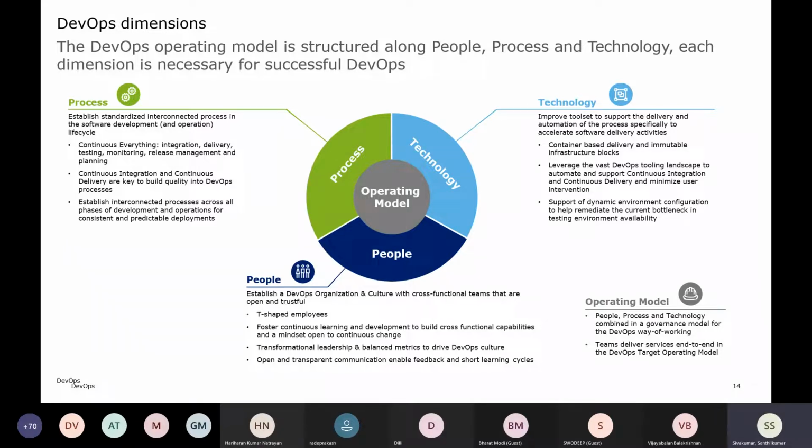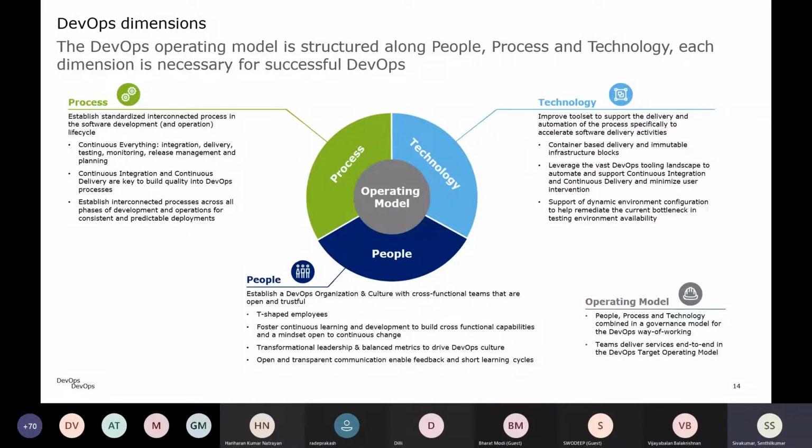Now we'll take the process first. What do you mean by process? Process is the standard interconnected things which make the software development lifecycle. You have to define the process in terms of continuous everything: integration, delivery, testing, monitoring, release management, and planning. Continuous integration and continuous delivery are the keys to build quality into the DevOps process. Establish interconnected processes across all phases of development and operations for consistent and predictable deployments. In another way, process means you have to define what needs to be tasked, like a step of tasks, and how we are going to process this. It's a defined protocol structure for how we are going to drive these things.